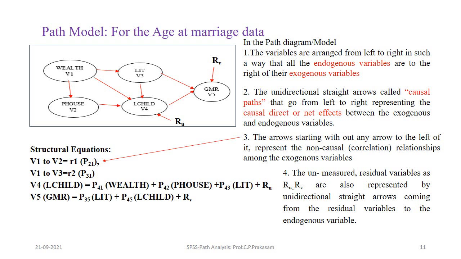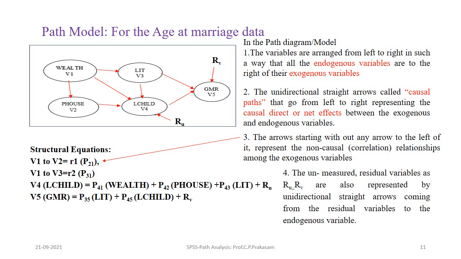When you look at the path diagram, wealth, that is V1, and Pakka house V2 are the exogenous variables. There is no arrow shooting down to them. In that case, we will have a correlation between them. That is, V1 to V2 will be R1, the ordinary zero order correlation coefficient. Similarly, for V1 to V3, that is wealth to literacy, the path coefficient will be the correlation coefficient.